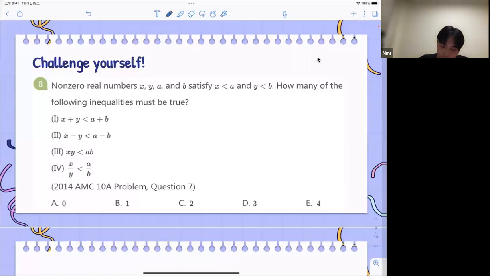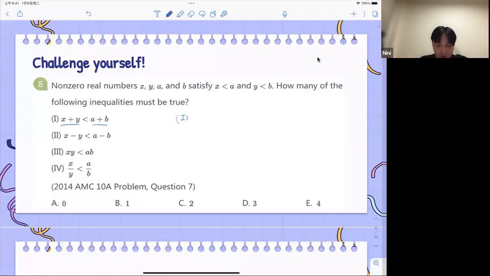So let's try to figure out the first one. What we know is that x is less than a and y is less than b. We don't know the exact relationship between x and y or a and b. But you can see that in these inequalities, we got x plus y on the left side and a plus b on the right side. So how should we build connection between each other?